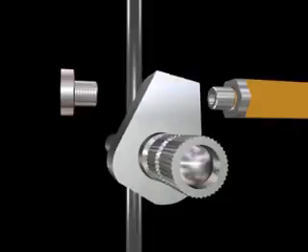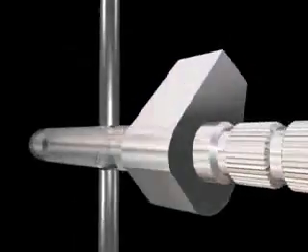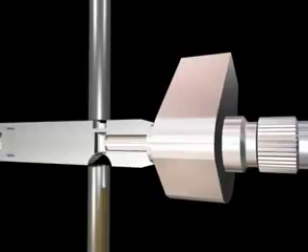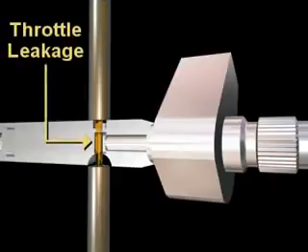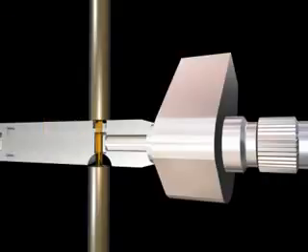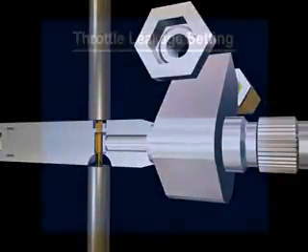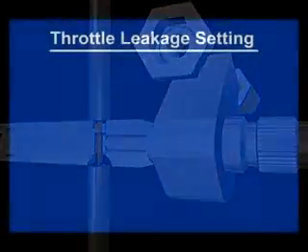While the throttle shaft is in the closed position, there is always a small amount of fuel flowing through the throttle shaft. This is defined as throttle leakage and is required to keep the fuel lines filled with fuel to cool and lubricate the injectors when the throttle is closed. Throttle leakage is an important setting on the fuel pump.